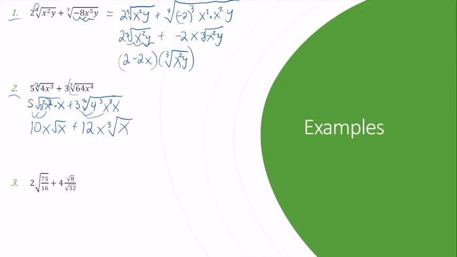Okay, so I can't add these radicals, but I could pull out the greatest common factor, which is a 2x. So I'm left with 2x times 5 square root of x plus 6 cube root of x.